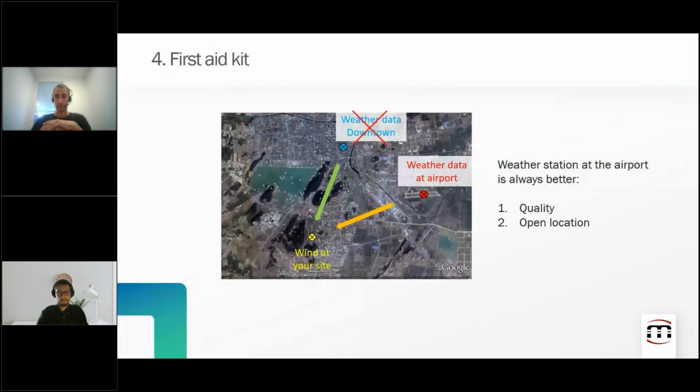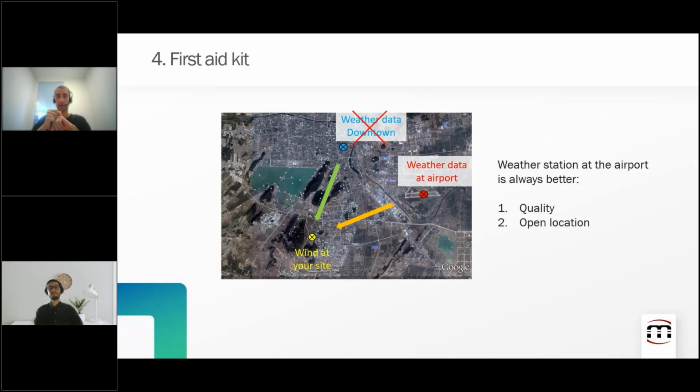I would like to present to you the first thing: which weather station should I pick? If you have the choice, of course, you should always pick the weather data at the airport. Why? Two reasons. The first is the quality.